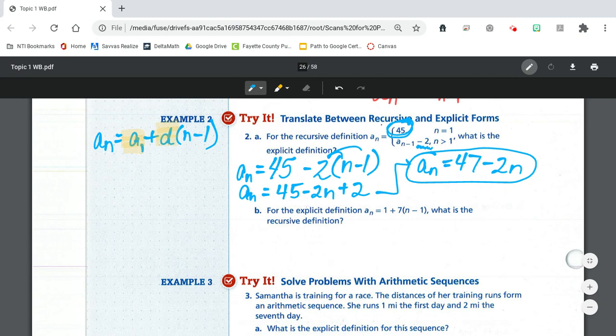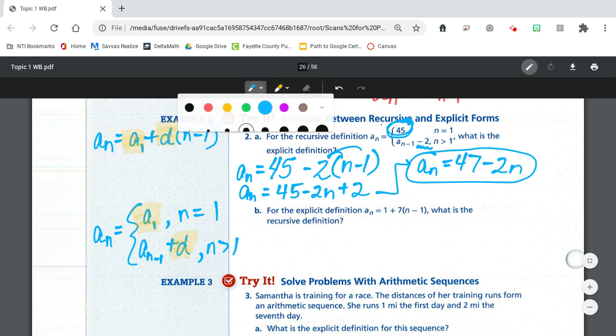Then example B has us go the other way. They give us the explicit definition, and then they ask for the recursive. So let me remind myself of the recursive definition. A sub n equals a1 if n equals 1, and then a sub n minus 1 plus the common difference if n is greater than 1. And when you're filling numbers into the recursive definition, you'll need to fill in a number for a sub 1 and for the common difference. Everything else will stay the same as the general formula.